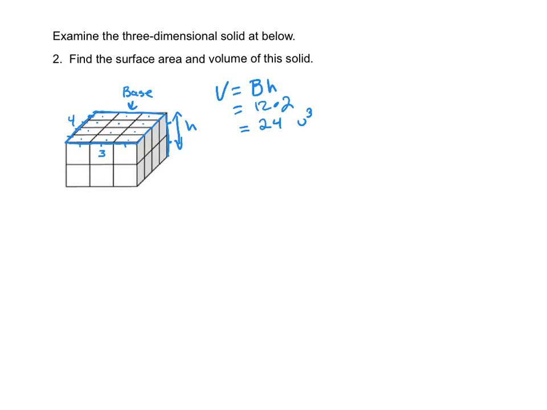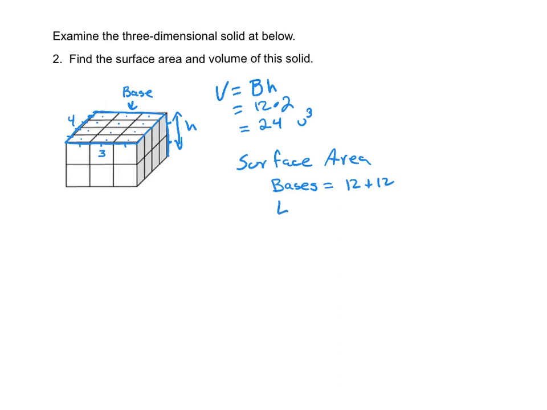Now, for the surface area, what I want to do is, first of all, find the area of the two bases together. Well, I already found the area of the base when I was doing my volume formula. That was 12. And since there's a top and a bottom, that's also going to be 12.